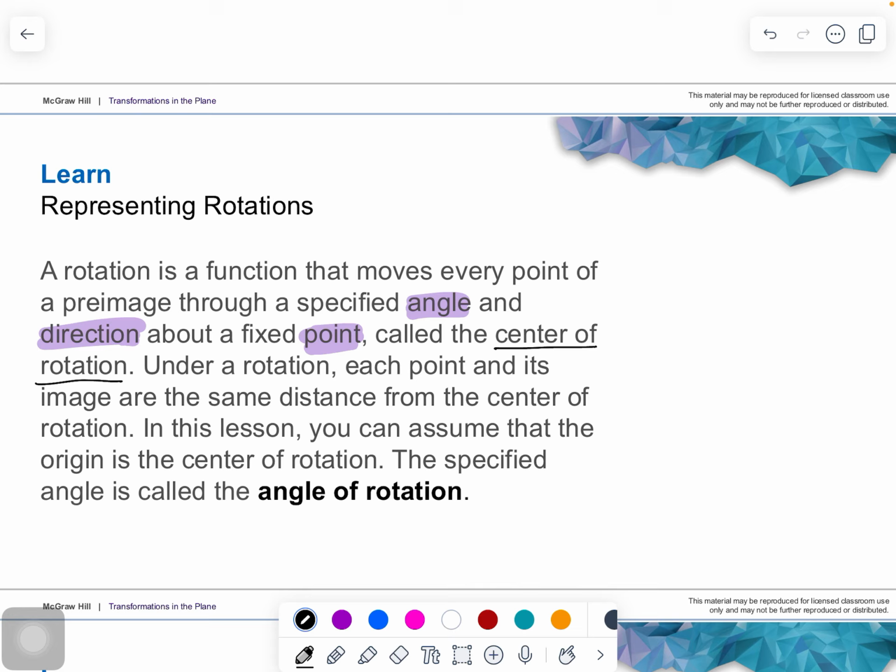Under a rotation, each point and its image are the same distance from the center of rotation. All right, and I went ahead and bolded this on your notes, but you can assume that the origin is the center of rotation in this lesson, okay? The origin is your center of rotation. We're not going to change that up on you or make it funky. We're going to go with the origin. The specified angle is called the angle of rotation. Okay?